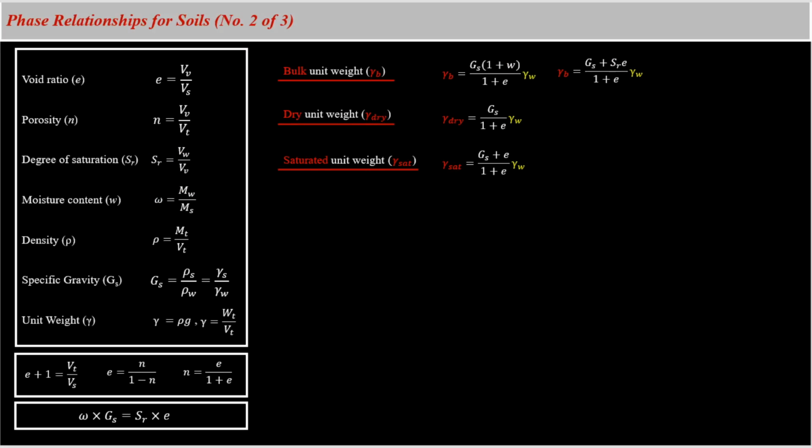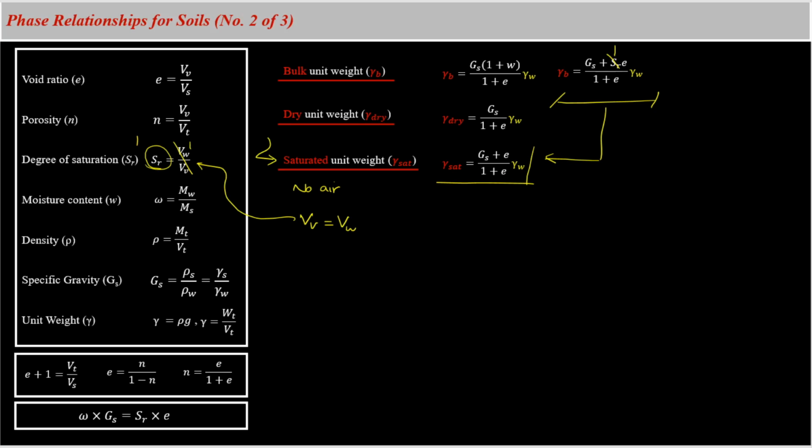The next unit weight is the saturated unit weight, that is defined for a sample that has no air in its voids. Therefore, the volume of voids is completely filled with water. So in this case, when these two are equal, their ratio is equal to 1. So the degree of saturation is equal to 1. So if we go to this right equation for the bulk density and replace the degree of saturation with 1, we will get this equation for the saturated unit weight.